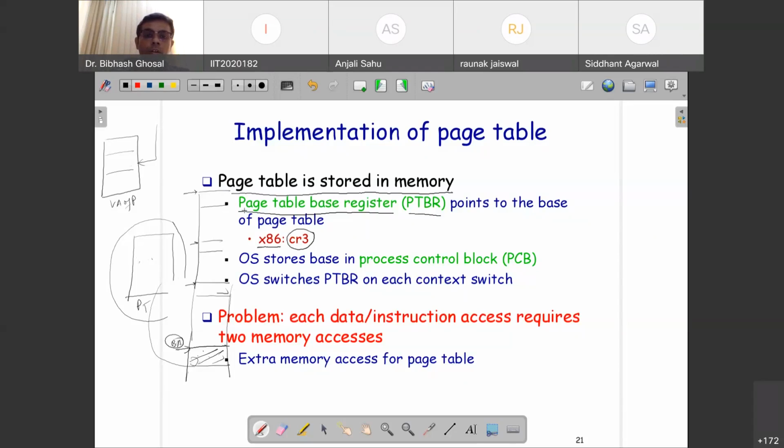Okay. Where does the OS store this information, that my page table starts from this address? This address means this physical memory address. Well, it stores it in the process control block. So the base address of the page table is stored in the process control block, because the process control block is the portion of the process that contains every information about the process. So that is the reason why it's called the process control block.